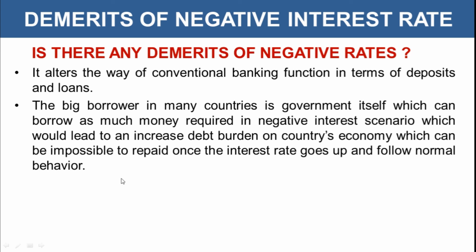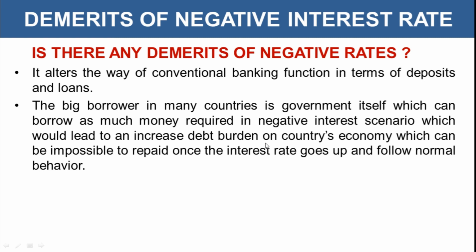So let me explain. In any country, we see that the government also borrows money from the bank. Now in a negative interest rate scenario, what will happen? Whenever the government needs money, it will start borrowing from the bank. And this increased borrowing by the government from the banks at a negative interest rate or no interest rate will lead to an increased debt burden on the country's economy. Now you will say that they do not need to pay back interest, so how would it be a burden on the government?